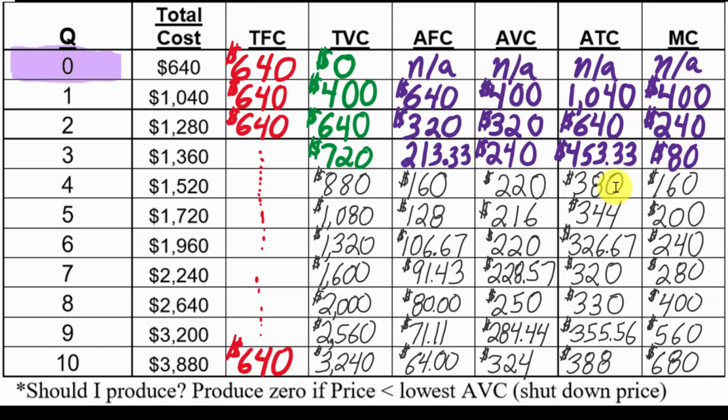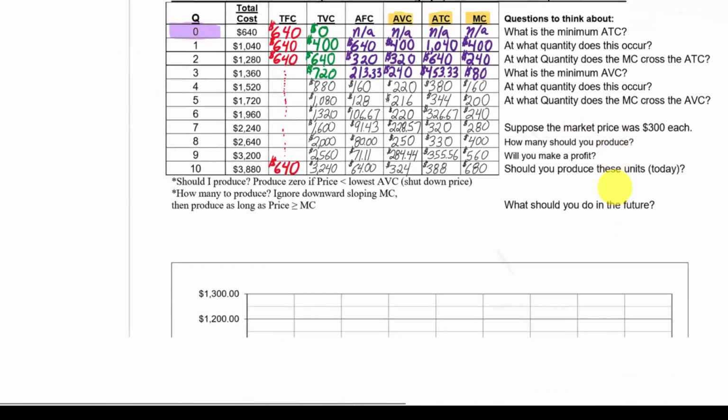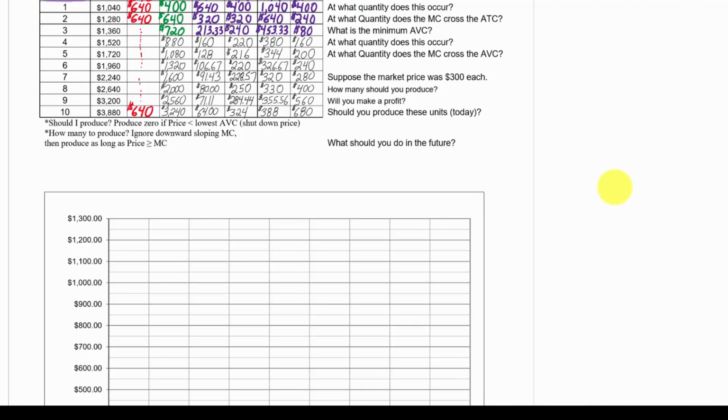So the next thing we want to do is graph, not all of these items, but 3 of these things, because these are the 3 most important items that are used for figuring out what decision a business should make. And those three items are the last three in this table: average variable cost, average total cost, and marginal cost. So on this graph down below, we want to graph those last three columns. So I'll do marginal cost first.